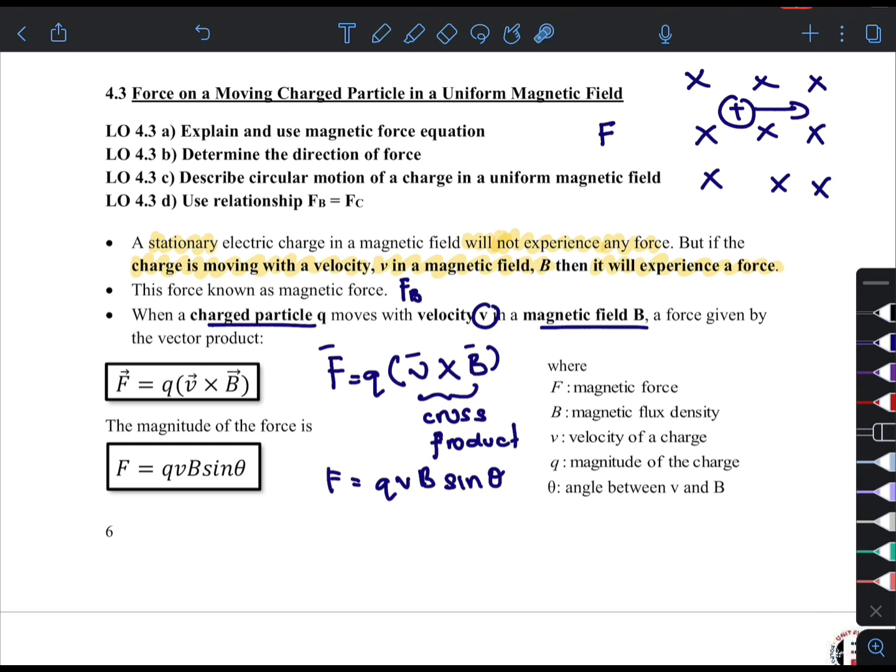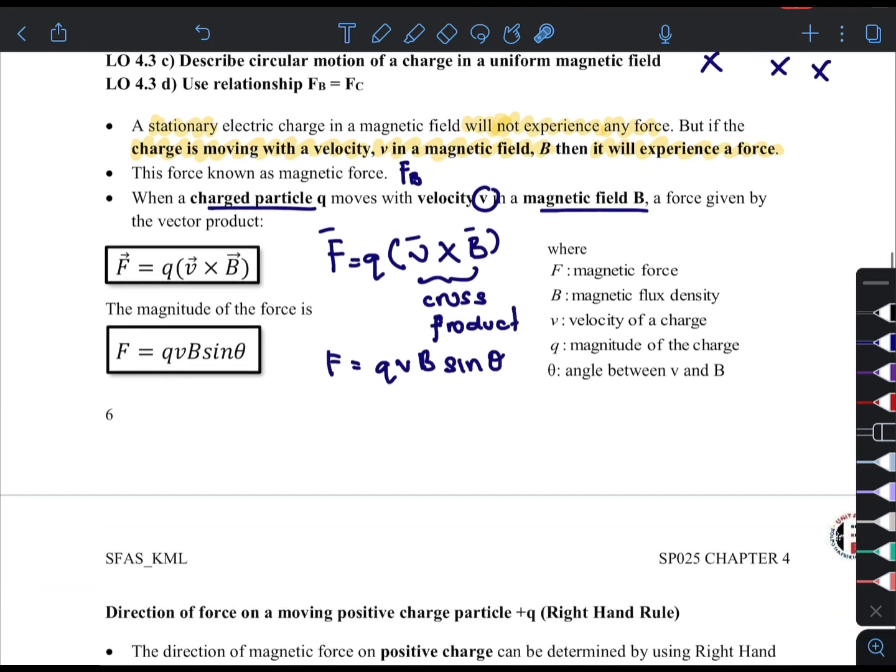Okay, I repeat, F is the magnetic force, B is the magnetic flux density, v is the velocity of the charge, Q is the magnitude of the charge, whereas theta here is the angle between the velocity and the magnetic field, the angle between v and B.